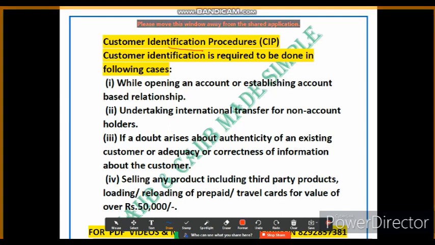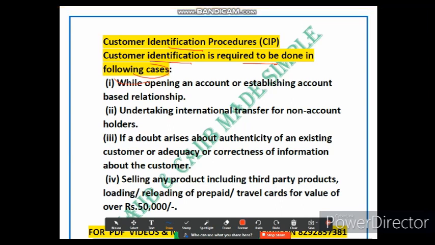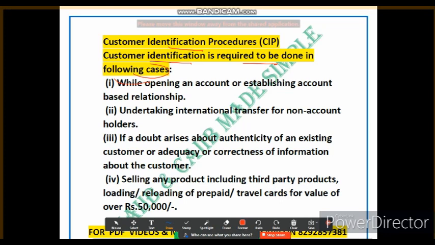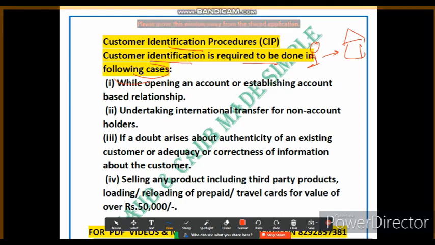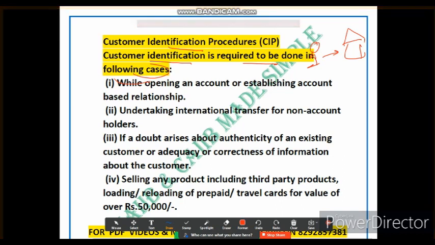Okay, so customer identification is required to be done in the following cases. What are the cases? The first is that the customer identification process requires banks and regulated entities to verify the identity of the customer while opening a new account. Suppose a customer visits a bank to open a savings account. The bank staff will ask for an identification document such as a passport, driver's license, or Aadhaar card in order to verify the customer's identity. The CIP ensures that the bank has a proper record of the customer's identity and can establish a banking relationship with them.